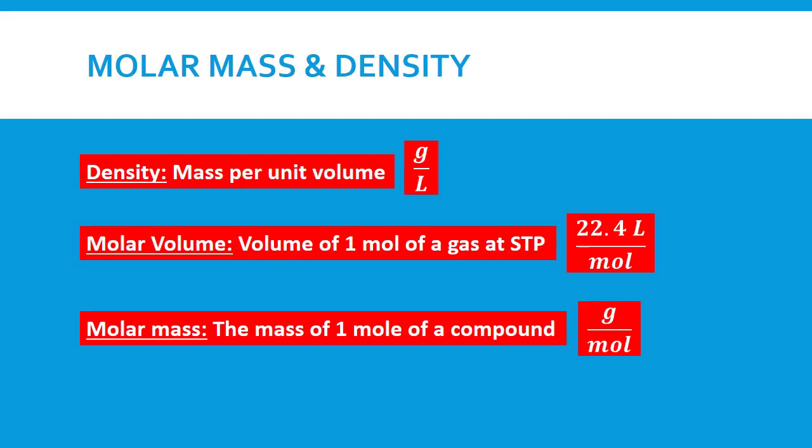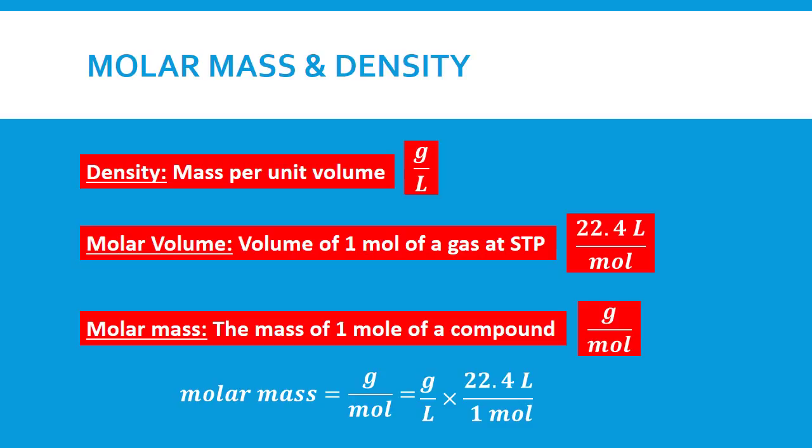So how can we use these two, the density and the molar volume, to get our molar mass? Since our molar mass is measured in grams per mole, we can use that relationship between density and molar volume and solve that problem dimensionally. If we take the density and multiply it by the molar volume, grams per liter times 22.4 liters over 1 mole, our liters will cancel, and that leaves us with grams per mole, which is the unit of molar mass. So now let's look at 2 examples of using that relationship.